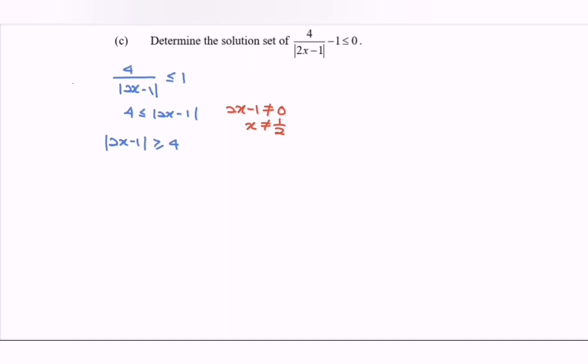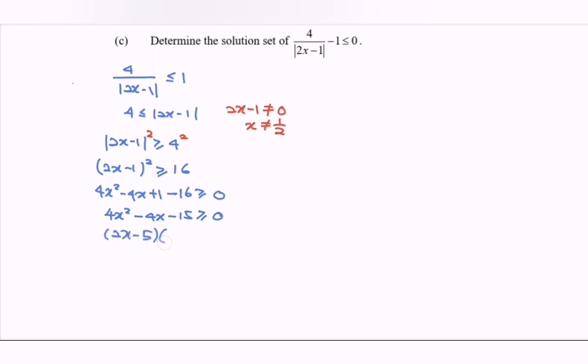Square both sides. If we square both sides, we will have (2x minus 1) bracket squared greater than or equal to 16. So we have 4x squared minus 4x plus 1 minus 16 greater than or equal to 0. So 4x squared minus 4x minus 15 greater than or equal to 0. After we factorize, we will have (2x minus 5)(2x plus 3) greater than or equal to 0. Notice that we're already in the simplest form. Next, split the situation. Do remember, assume always positive. So we have x greater than or equal to 5 over 2, x greater than or equal to negative 3 over 2.